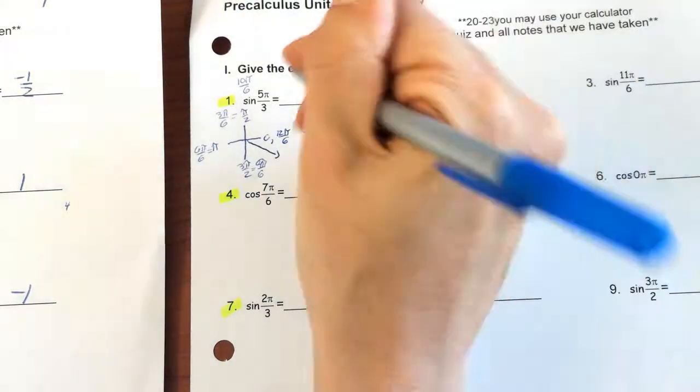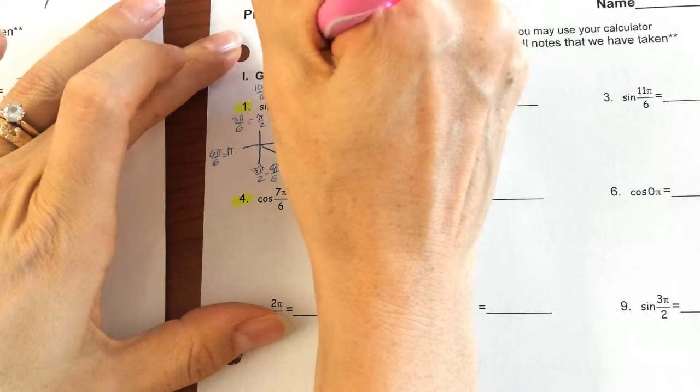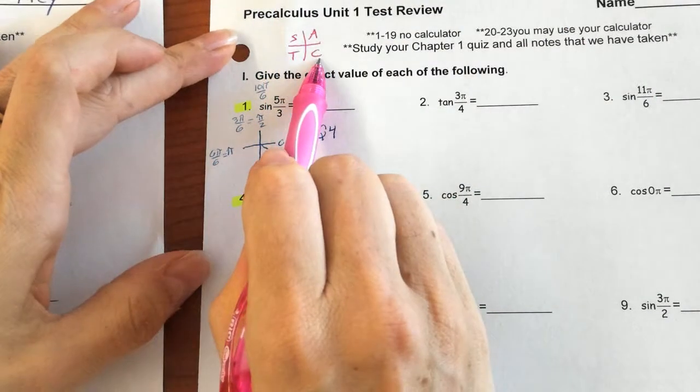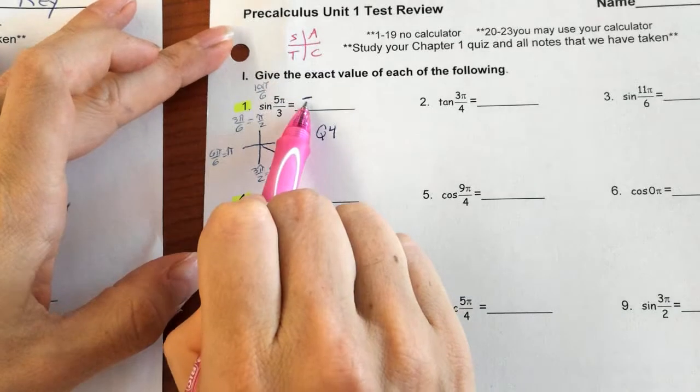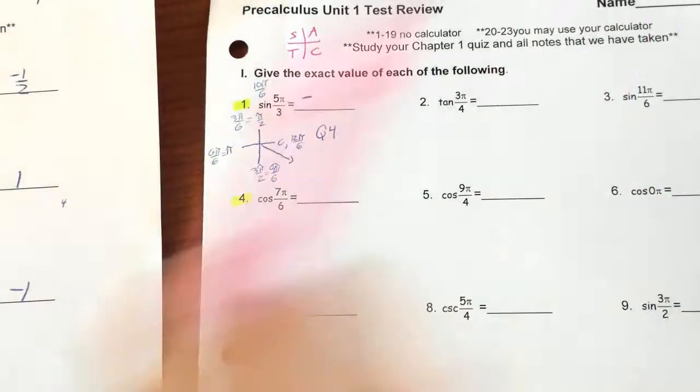So my answer is going to be negative, and the reason for that is this. I know that I have all students take calculus, so if I'm in the 4th quadrant, only cosine is positive. So my answer is going to be negative. I wrote it up there so I wouldn't forget to do it.